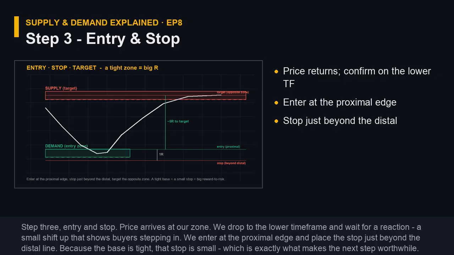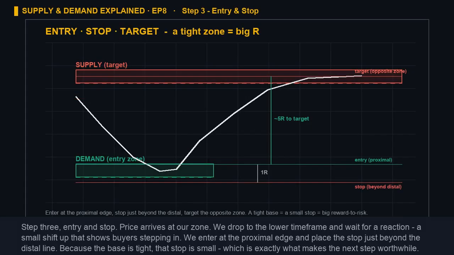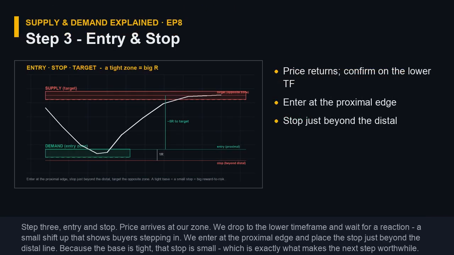Step 3. Entry and stop. Price arrives at our zone. We drop to the lower time frame and wait for a reaction, a small shift up that shows buyers stepping in. We enter at the proximal edge and place the stop just beyond the distal line. Because the base is tight, that stop is small, which is exactly what makes the next step worthwhile.